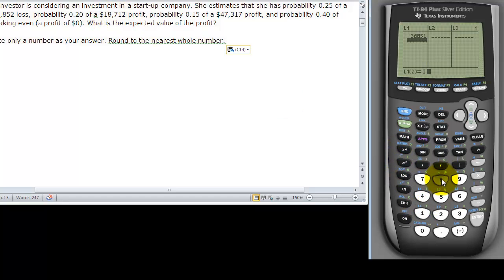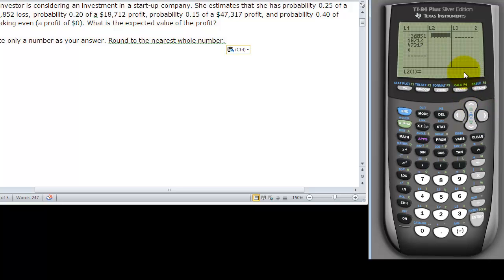Next profit would be $18,712. Click Enter, and that one's positive, right? Because we're making money there instead of losing it, like on this one. Here, $47,317. And then the last one is breaking even, which is a profit of $0. So put that in there. So now we have all the possible profits.